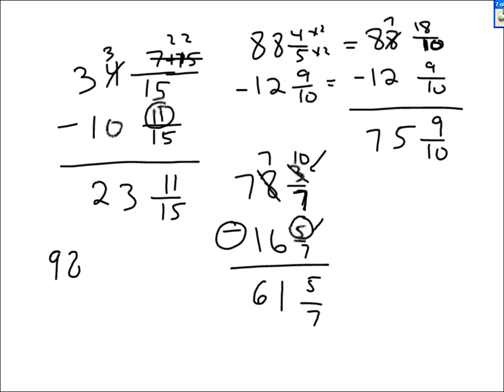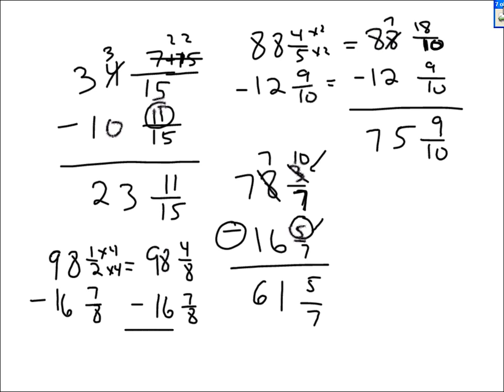You have 98 and a half. You want to take away 16 and 7/8. Well, between 2 and 8, the first common multiple is 8. That is, you multiply top and bottom by 4 just on the first fraction, and you'll have 8 on the bottom. So you'll have 4 over 8. And you want to take away 16 and 7/8. Since the denominators are the same, that's good. The answer will have the common denominator, unless in the end you can reduce it.